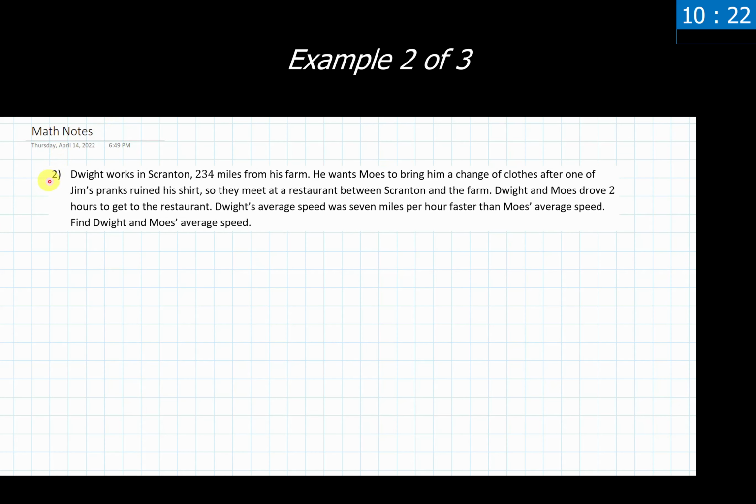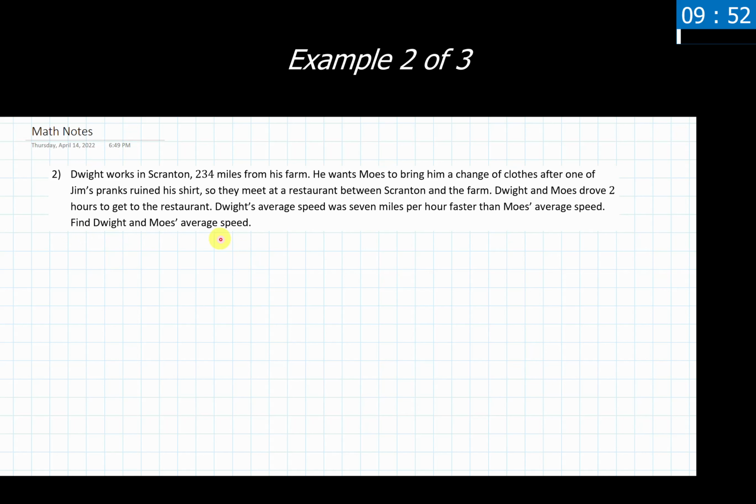For example 2, we are told Dwight works in Scranton, 234 miles from his farm. He wants Mose to bring him a change of clothes after one of Jim's pranks ruined his shirt, so they meet at a restaurant between Scranton and the farm. Dwight and Mose travel 2 hours to get to the restaurant. Dwight's average speed is 7 miles per hour faster than Mose's average speed. Find Dwight and Mose's average speeds.